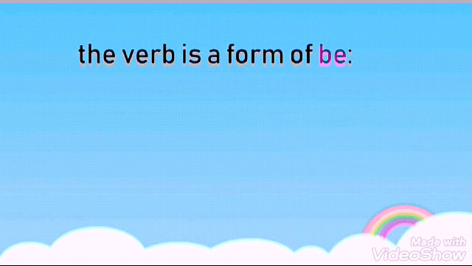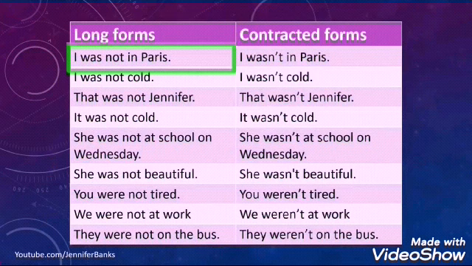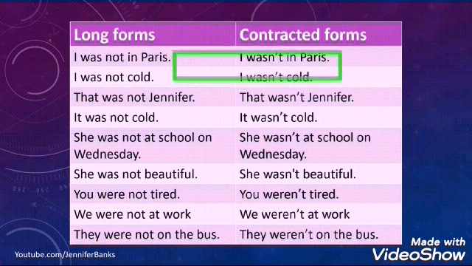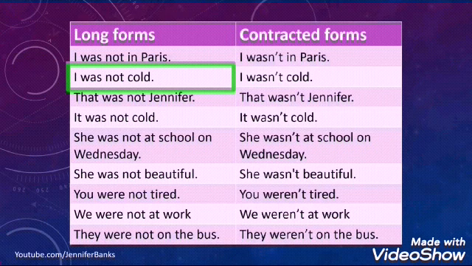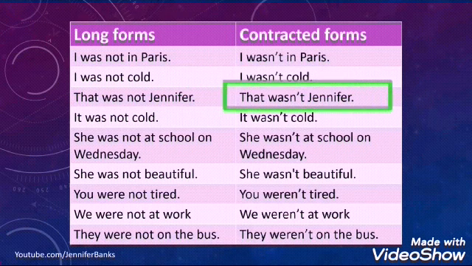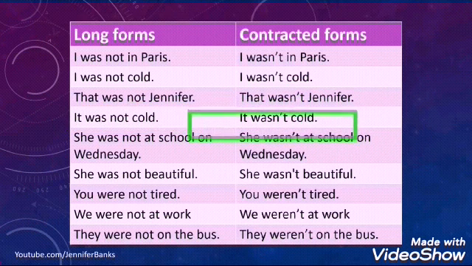The negative sentences, when the verb is a form of be. When I say I was not in Paris, we have long forms and contracted forms. I was not in Paris. The contracted form, I wasn't in Paris. I was not cold. I wasn't cold. That was not Jennifer. That wasn't Jennifer. It was not cold. It wasn't cold.